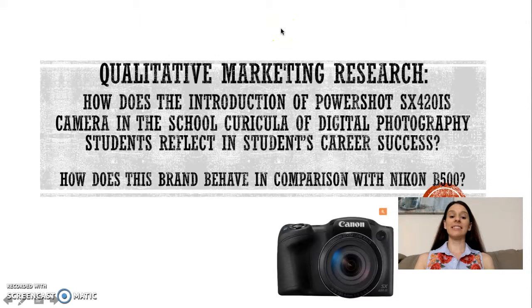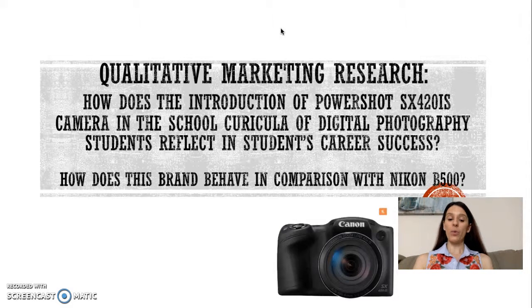In order to collect data for performing the quantitative analysis on better sales performance of Canon PowerShot SX420IS as compared to Nikon B500, we will be using testing and segmentation. Based on the hypothesis that there are student demographics in Wisconsin that attend digital photography class, and our goal to determine their preference toward Canon or Nikon, we will set up different parameters.